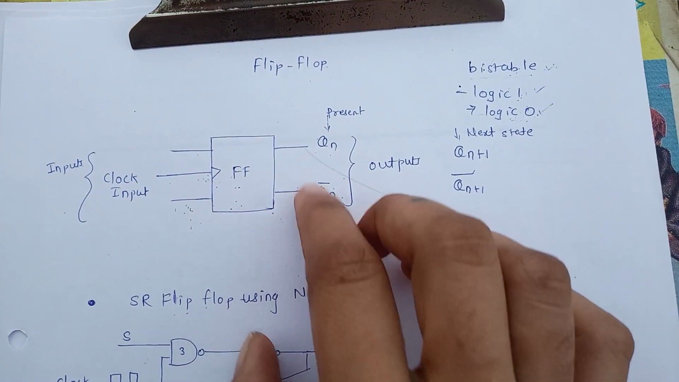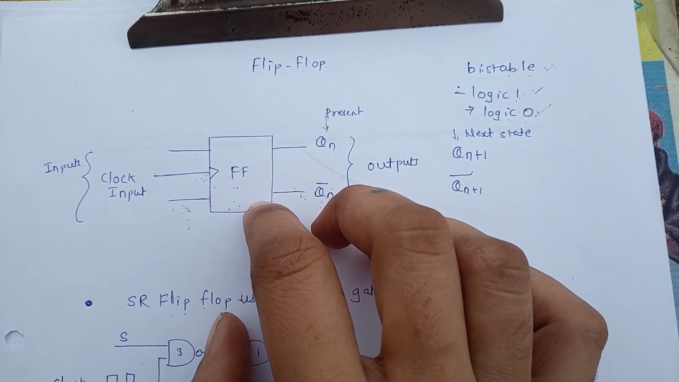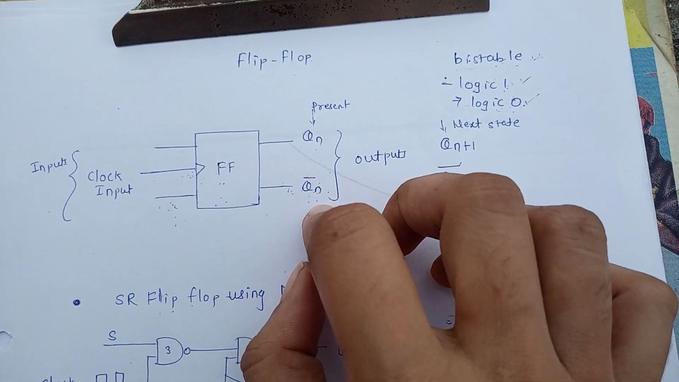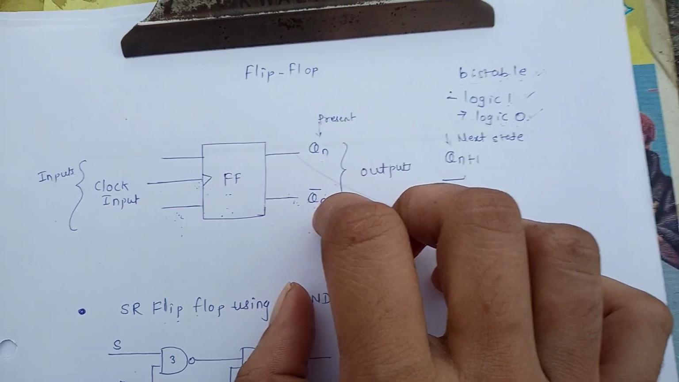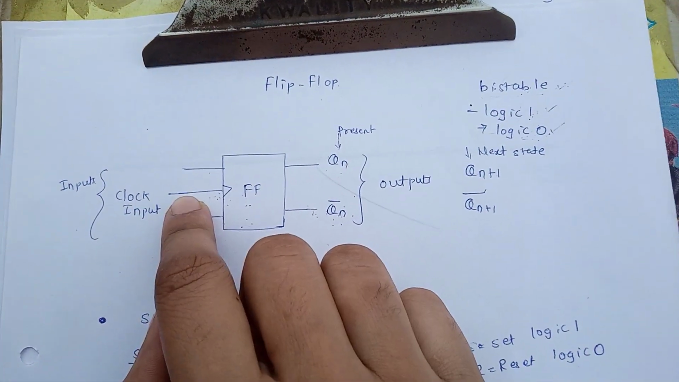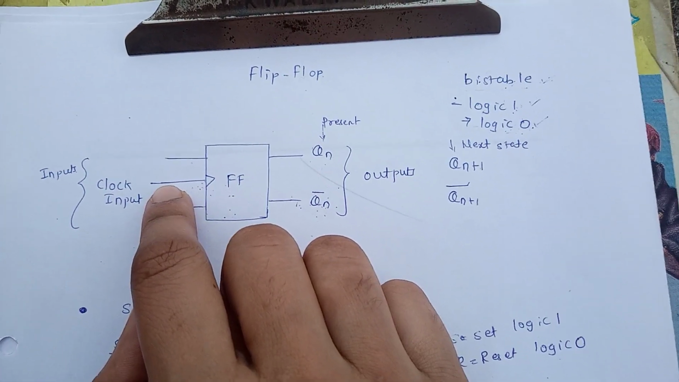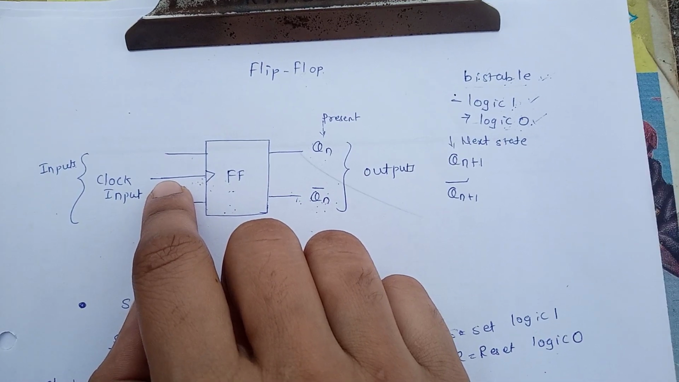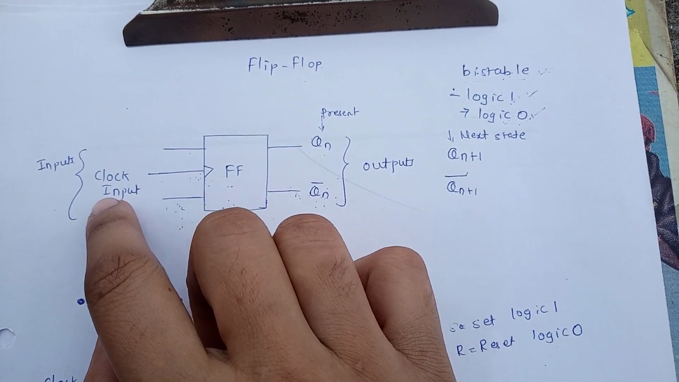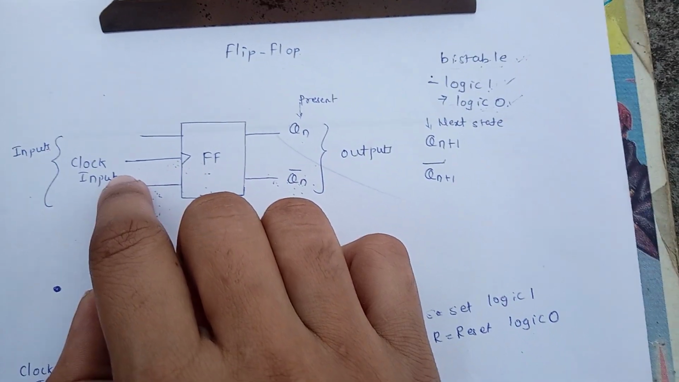This is the block diagram of flip-flop. It has one or more inputs and two outputs. Two outputs of flip-flop are always complements of each other. Flip-flop requires a clock signal to be applied at its inputs for operation. Means flip-flop operates only when clock signal is connected at its inputs.